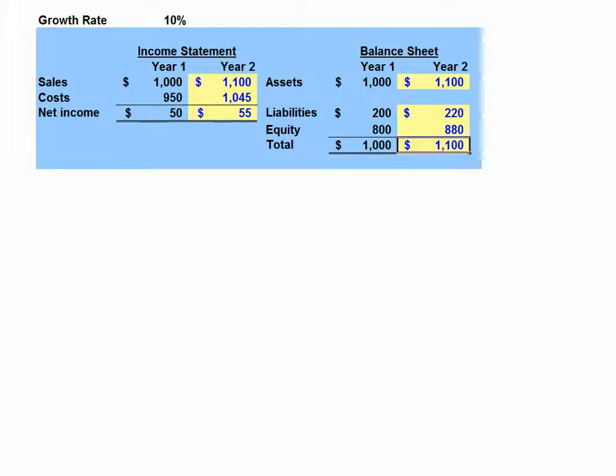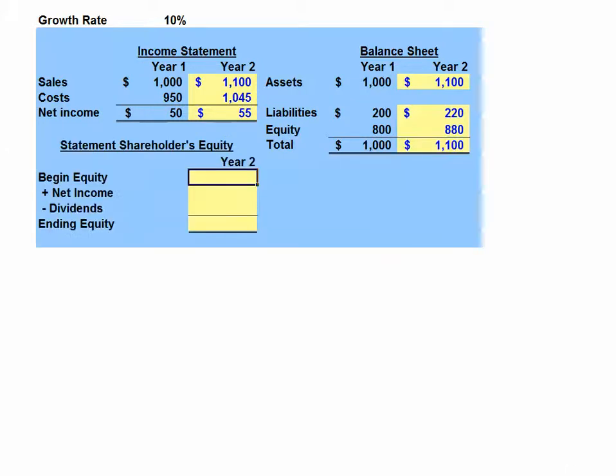Again, taking a look at the income statement and our balance sheet, we can see the two of them don't fit together, or at least in this case, can't fit together. Let's pull up our statement of retained earnings. Our beginning equity is $800. We add to that our net income of $55. If we assume dividends are zero, even with zero dividends, this would give us an ending equity balance of $855, which isn't what we need to balance out with our balance sheet. The $855 ending equity is less than the $880 in equity we have on our balance sheet.